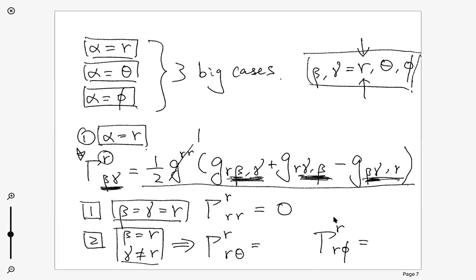Let's look at the r theta component first. What would be this term? Can anybody quickly say this? Yato says 0, right? Why is it 0?